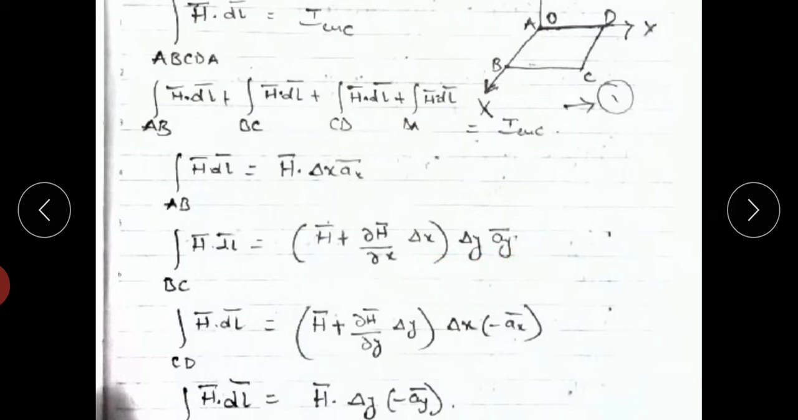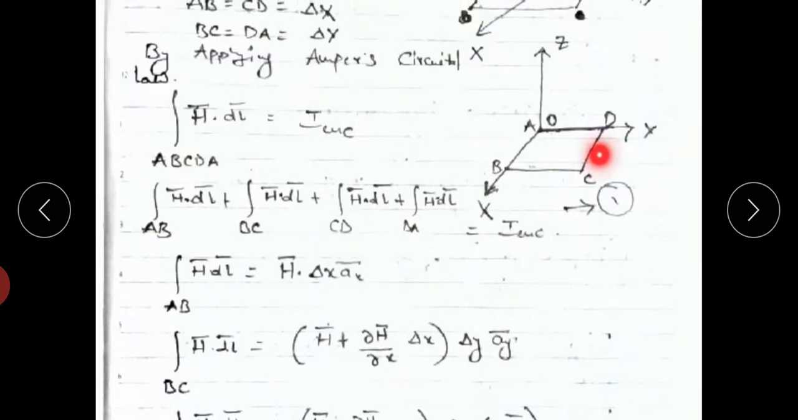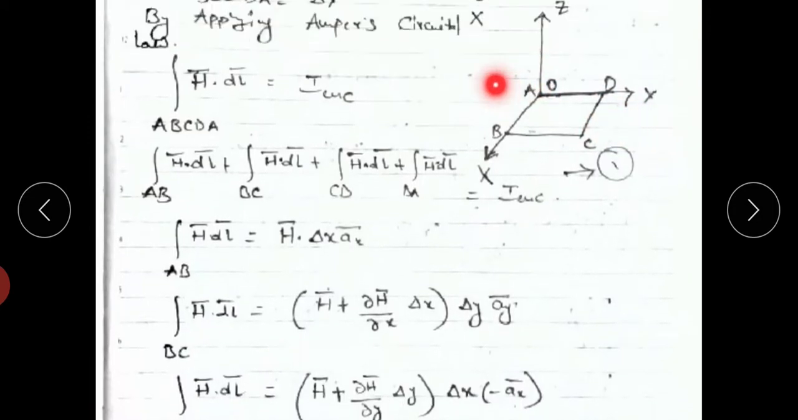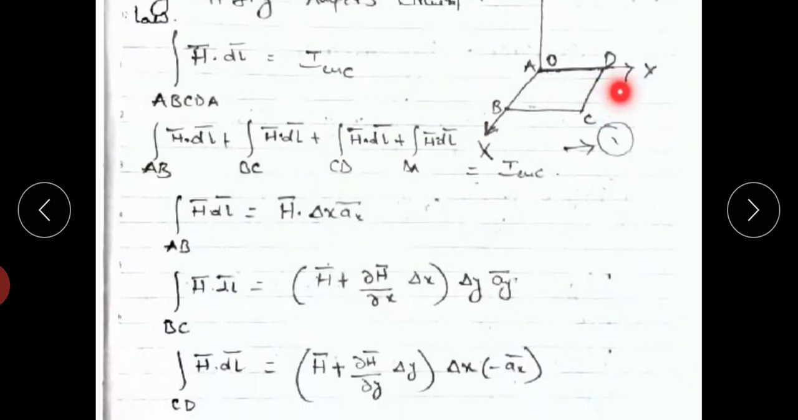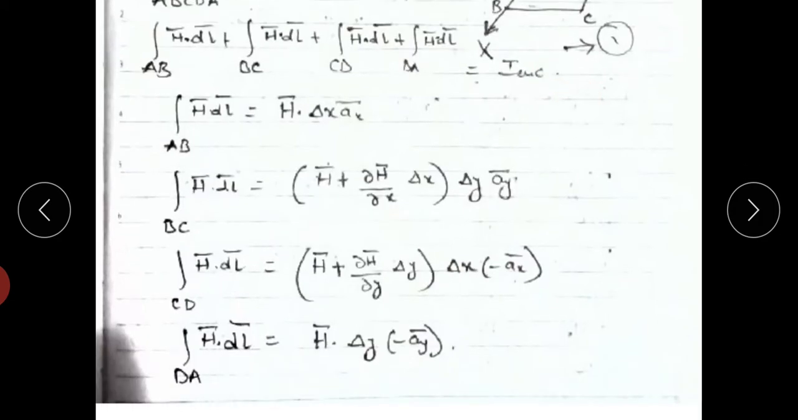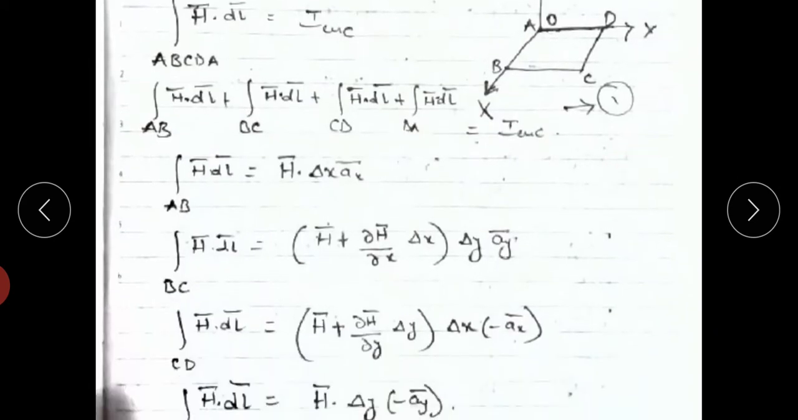Next, the CD side integration expression. CD also lies on the XY plane, and CD is parallel to the X axis, with its direction opposite to the X axis. So this integration becomes the integral over CD of H bar dot dl bar equals, first the X component, H bar dot delta X into minus Ax bar. Next the Y term, dou by dou Y of H bar, delta Y, into delta X into minus Ax bar.